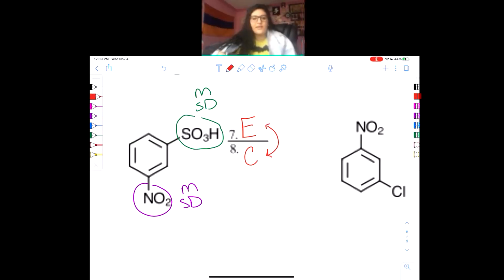So with all the rules that we talked about, E followed by C is the most favorable because we're putting the less deactivating group on first, but nothing is stopping it from happening the other way. It is possible that this one could have been put on first, followed by this one. So in this case, either could have happened, and that is what I am showing you guys with this double-sided arrow.